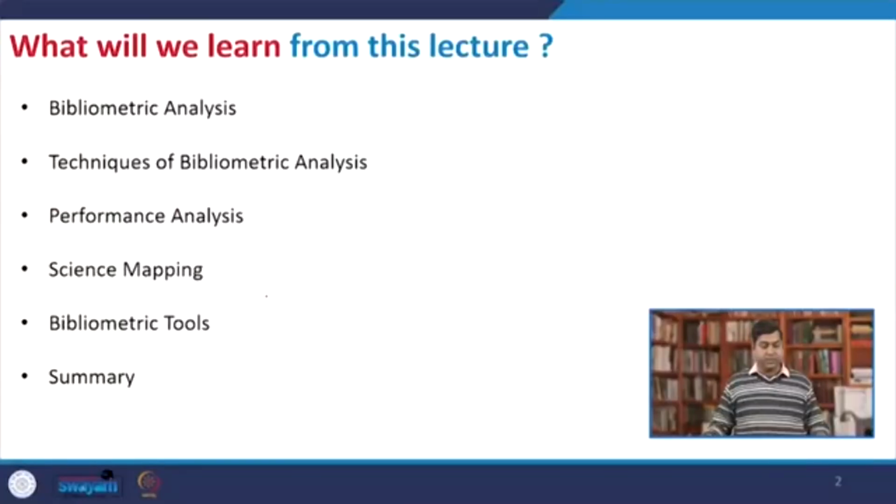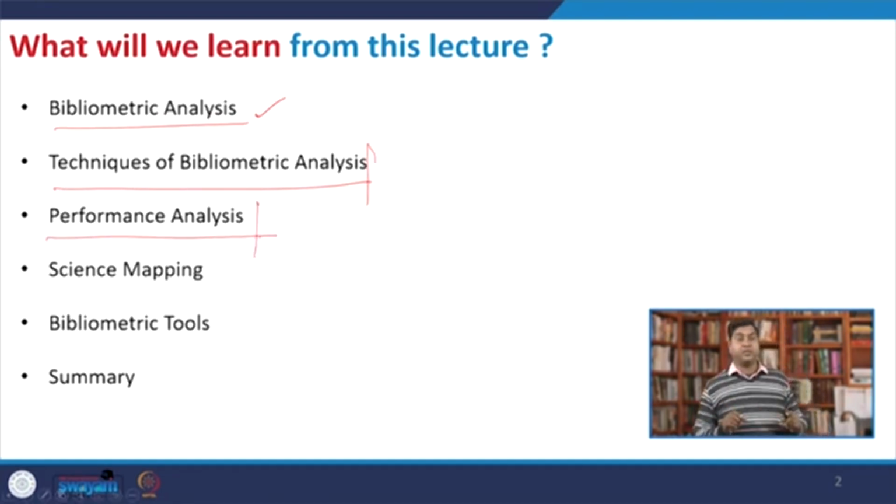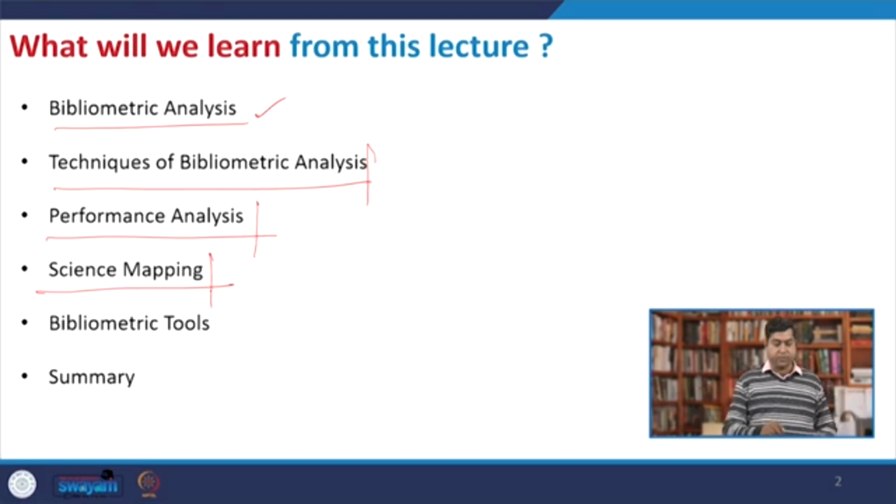So, in this particular lecture, what are we going to learn? What is bibliometric analysis? We will understand the concept of it, then different techniques of bibliometric analysis, then we talk about two important components of it. One is performance analysis, which is part of bibliometric analysis, and also the science mapping. And then I will give you some demonstration of bibliometric tools, how we can actually use those tools, and many of them are open source, so that you do not need to subscribe for that. You just have to acknowledge those sources while you are using them.